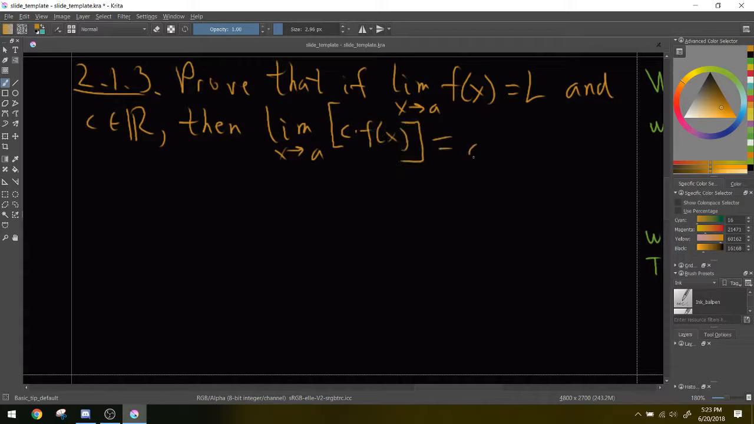So what do we think this should be? Well, intuitively, if f of x gets close to L and I multiply that function by c, I think the results should get closer and closer to c times L. But of course I need to prove it. Okay, so proof.